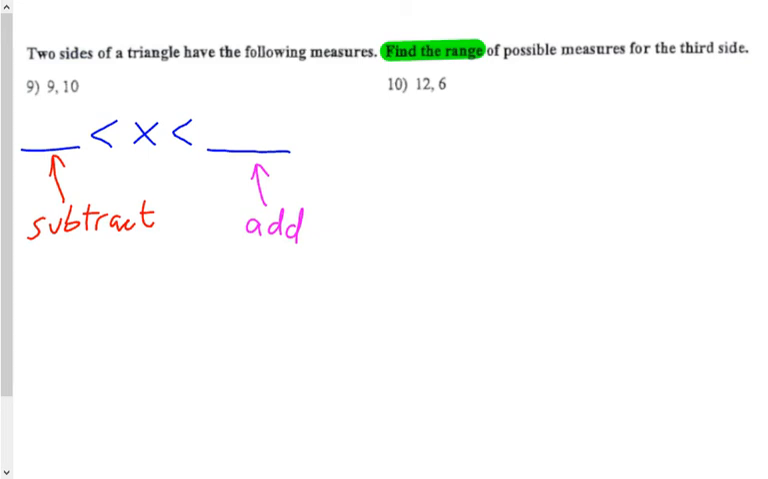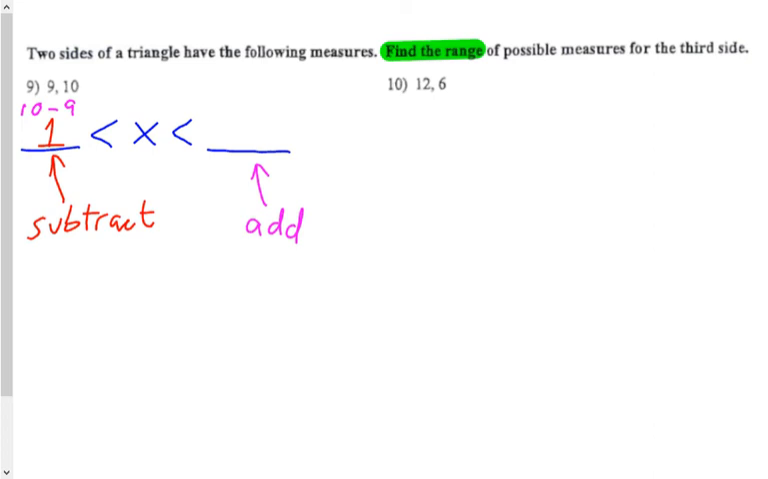So if I subtract my two numbers for the left side, I'm going to end up with 10 minus 9. And I'm just going to subtract the largest number minus the smallest number. And it gives me a lower limit of 1. So that means all of my values for my x, for my third side, has to be greater than 1.